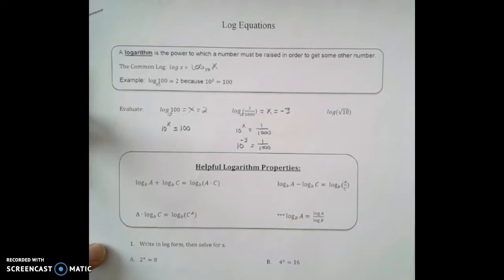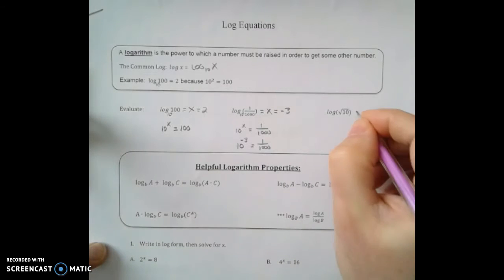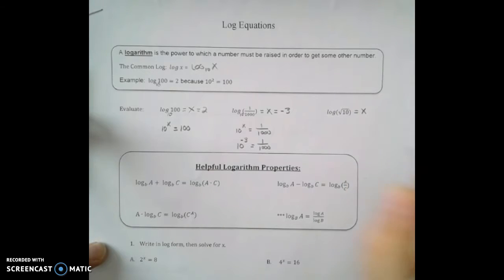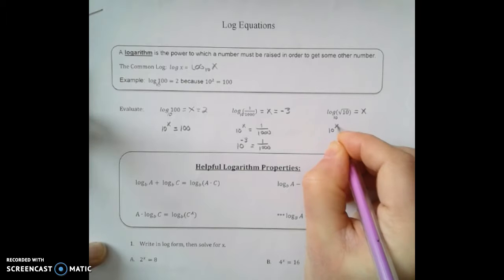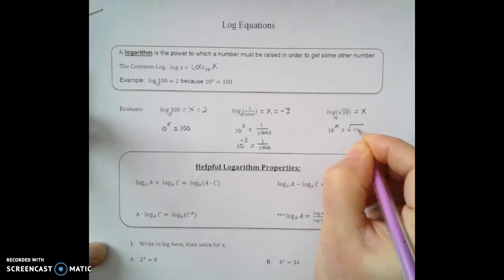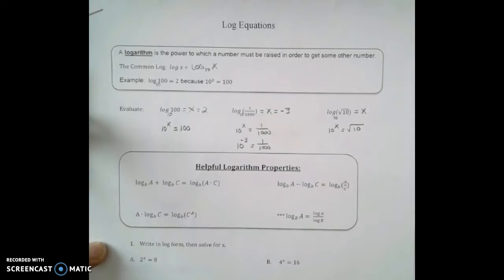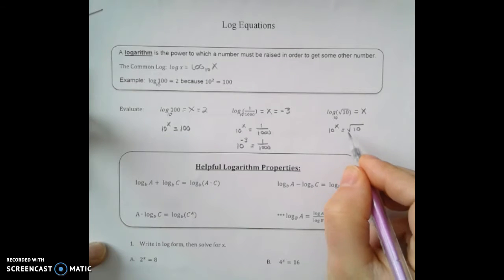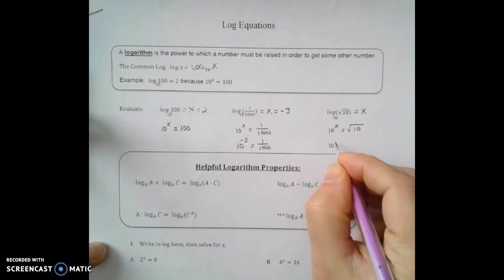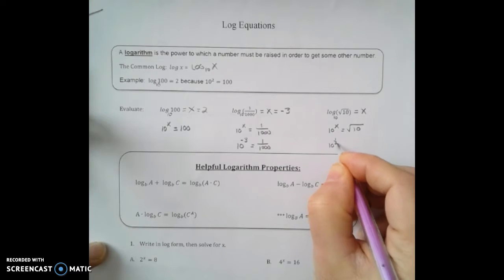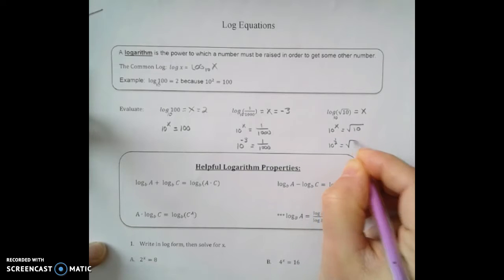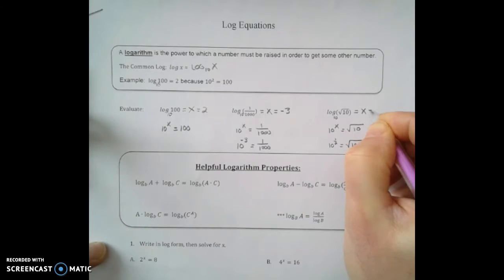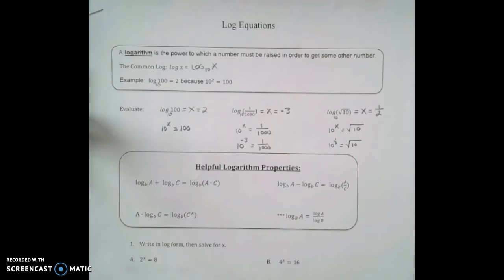In our next example, log of the square root of 10 is going to be equal to some unknown number. And once again, we have a base of 10. So 10 is being raised to some exponent, and the answer is the square root of 10. Remembering our rules for exponents and square roots, this exponent is going to have to be equal to 1/2. 10 to the 1/2 power is equal to the square root of 10. And so when we evaluate this logarithm, the value of x is going to have to be 1/2.